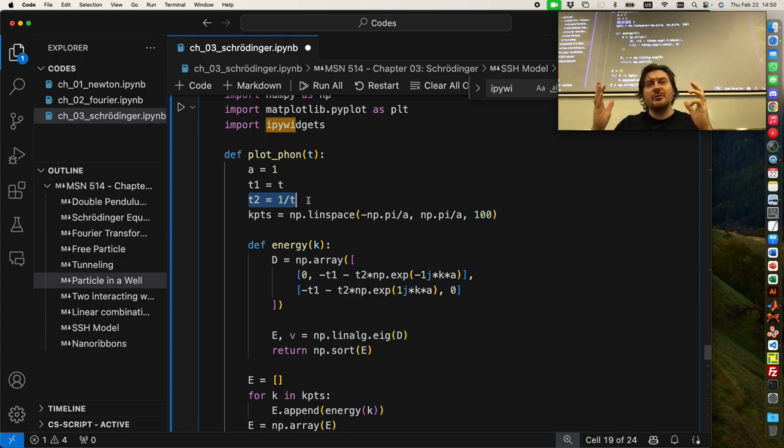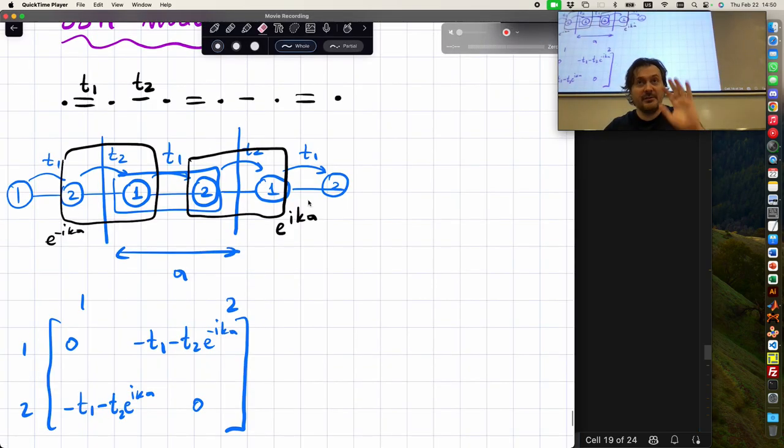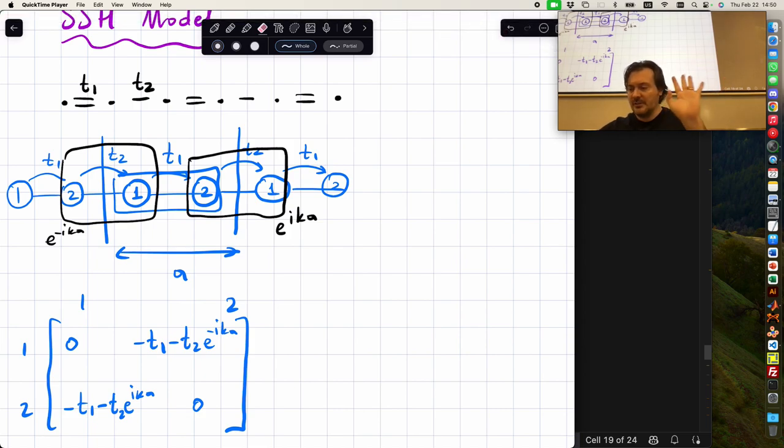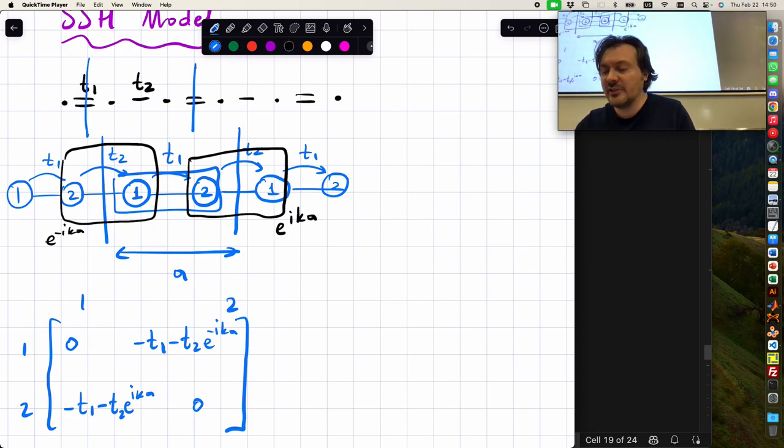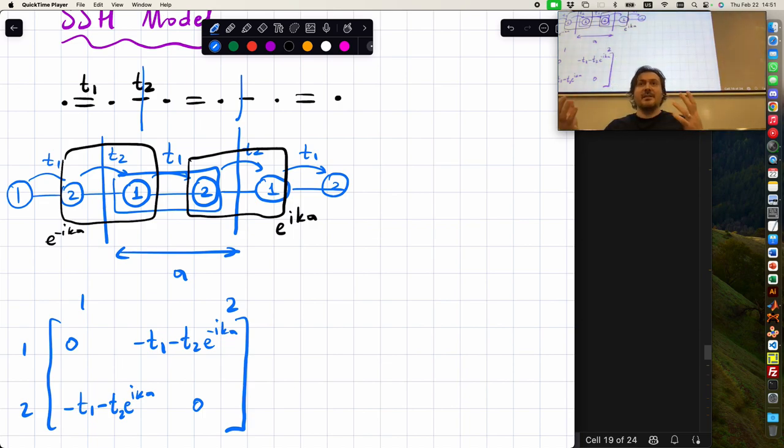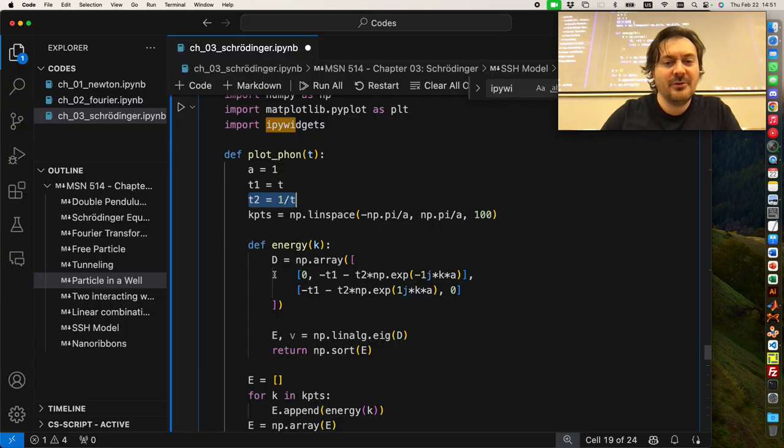In principle, you might think, and rightly so, that it shouldn't matter whether you draw the unit cell of this structure over here, in which case the middle one is the weaker bond, or whether you draw the unit cell over here. Should be the same, and energy bands should be the same. And indeed they are. The energy bands are the same. Let me show you.